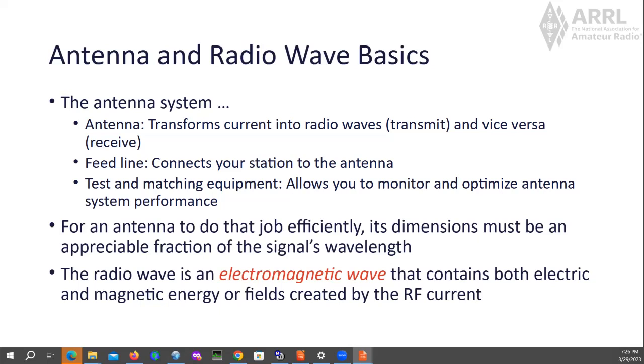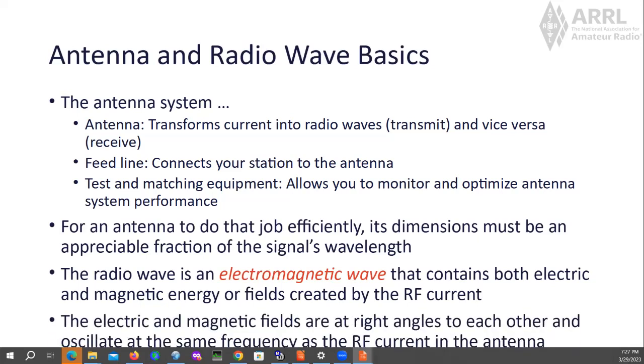And since light is also an electromagnetic wave, you can see light from distant stars that's been transmitted millions of years ago. But that's how the electromagnetic waves seem to work. The electric and magnetic fields are at right angles to each other and oscillate at the same frequency as the RF current in the antenna.